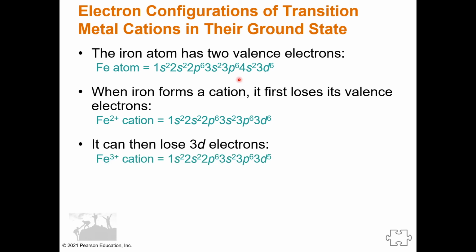If we need to remove another electron, because iron can form +3 cations, then that's when we can remove an electron from 3d. And here's the orbital diagram for Fe3+. We can see that there are no electrons in the 4s orbital, and that all of the electrons in 3d are unpaired.